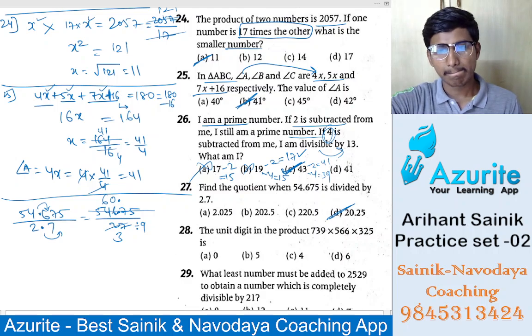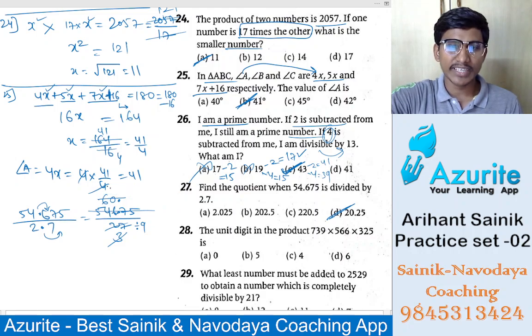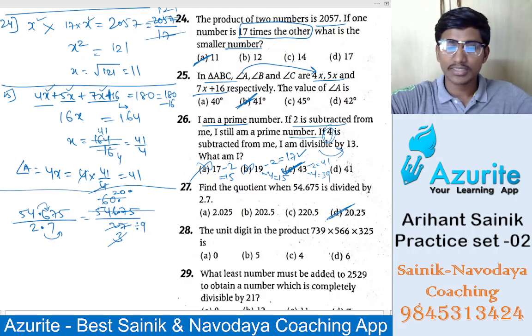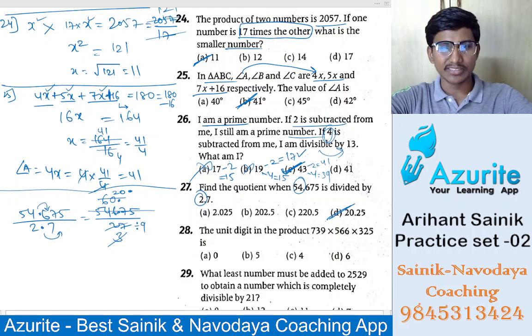Yes, because 60 is coming. So if you again divide with 3, it will become 20, right? Isn't it? So that will be the answer. Okay, so 20 point. So 20 point is option D here. Got it? So the answer will be 20 point, that is option D. Okay.